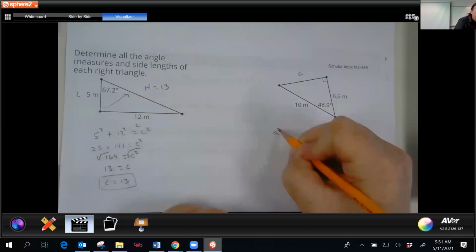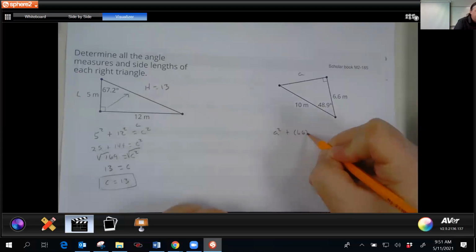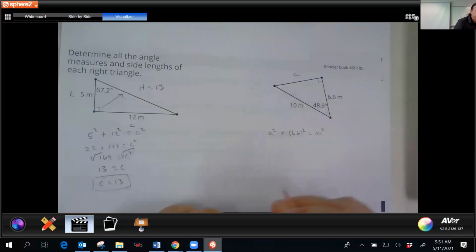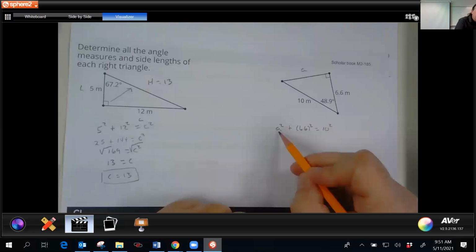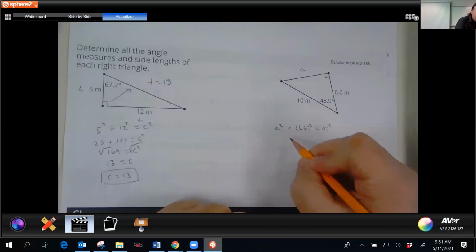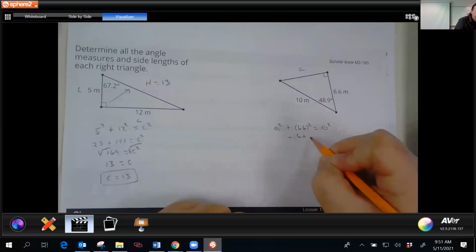So I have a squared plus (6.6) squared. Notice how I put that in parentheses. Equals 10 squared. So I need to find this leg. I'm going to go ahead and isolate this variable. I'm going to subtract (6.6) squared from both sides.